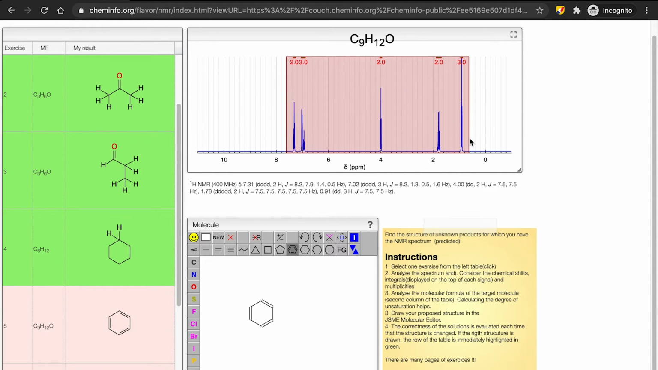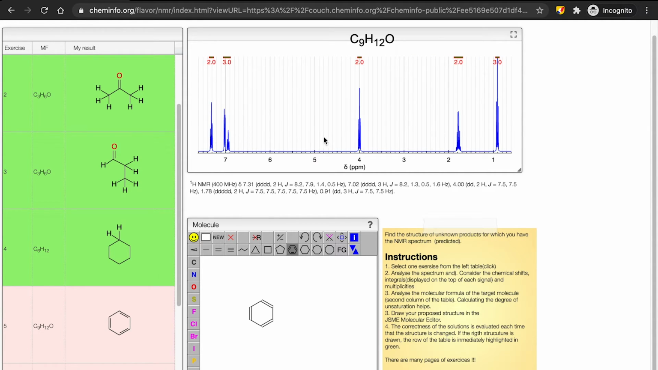But if we zoom in here, we can see that all of these are nice multiplets. So there are triplets, doublets, etc. None of them are singlets, and they're not very broad. They're very sharp. So it's probably going to be an ether of some sort. And the ether is probably going to be connected somewhere to the benzene ring.